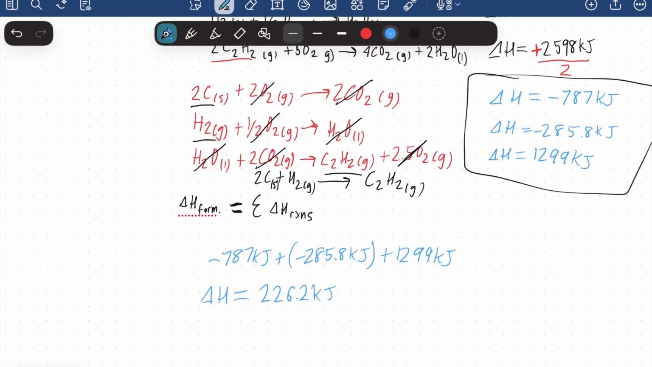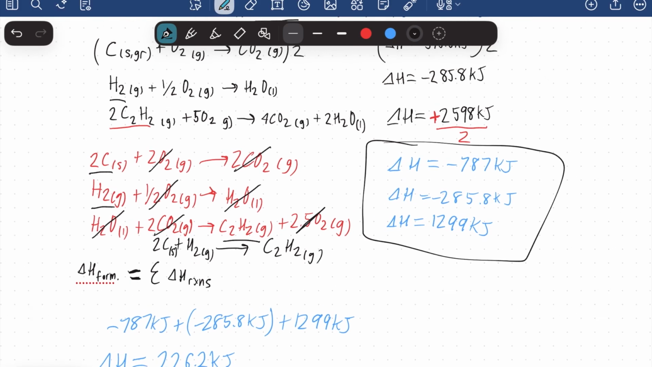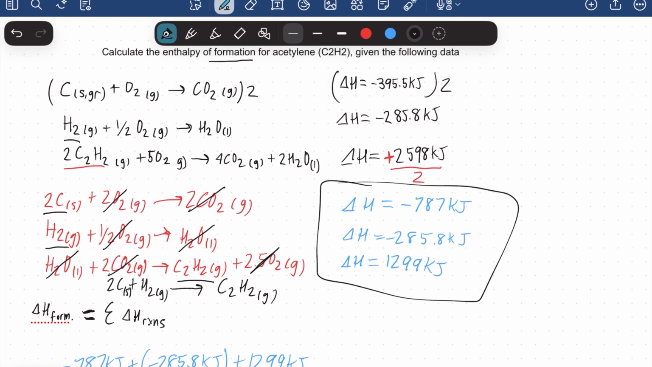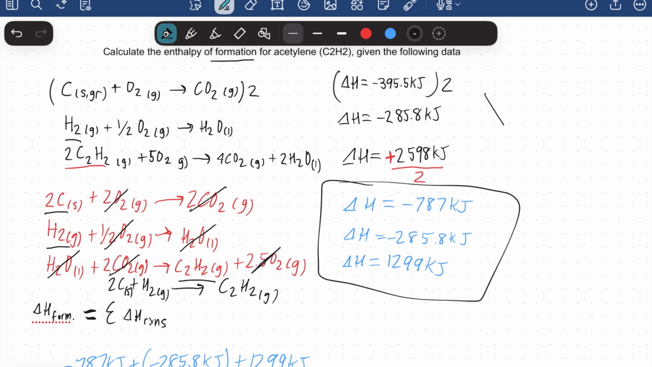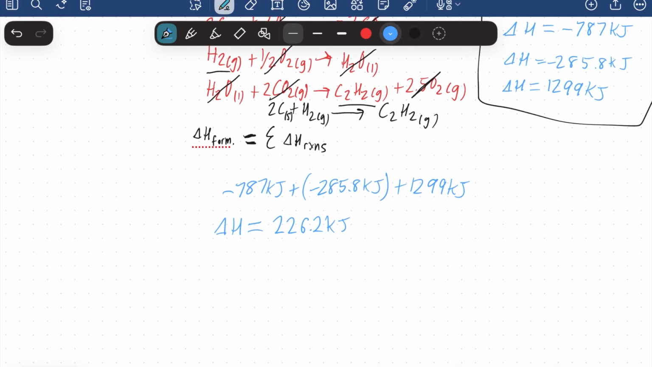Lastly, using proper significant figures, if we go to our original enthalpies right here, using addition significant figures, we know that we need to round to the least amount of decimals used in our 3 original enthalpies. So if we go through them, we have 1 here, and 0 on this one right here. So we need to round our answer to 0 decimals using addition significant figure rules. So our real answer will be 226 kilojoules.